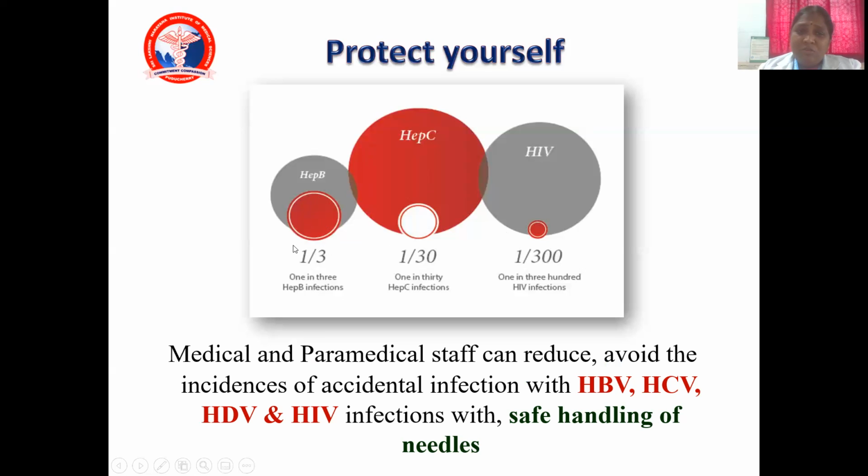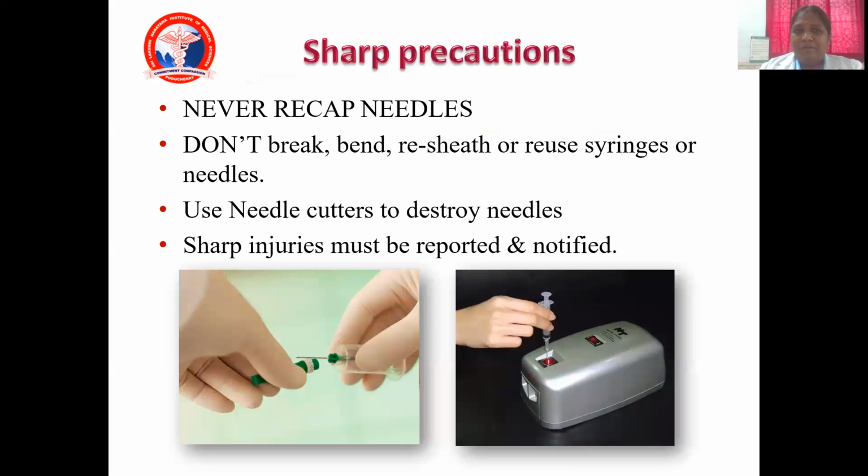So we are worried much about hepatitis B, right? One in three patients can acquire the infection. So what we need to do is protect ourselves from hepatitis B by giving prophylactic immunization, that is vaccination, right? And we need to know about sharps precautions too.